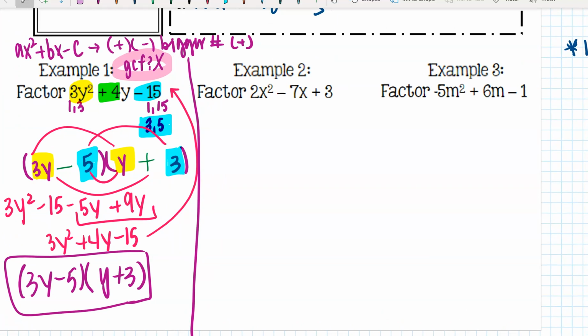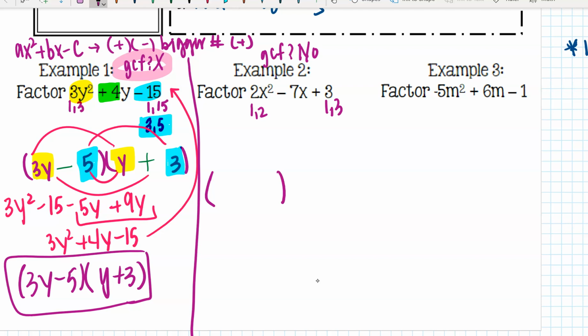So example 2, we have 2x squared minus 7x plus 3. So we have this trinomial that we're trying to factor. Again, ask yourself, do I have a GCF? Do 2, 7, and 3 have anything in common? You should be saying no, they do not. So I can go ahead and look at my factors of a, which are 1 and 2, and my factors of 3, which are 1 and 3. So trinomials like this are kind of nice because you only have one pair of factors to work with.